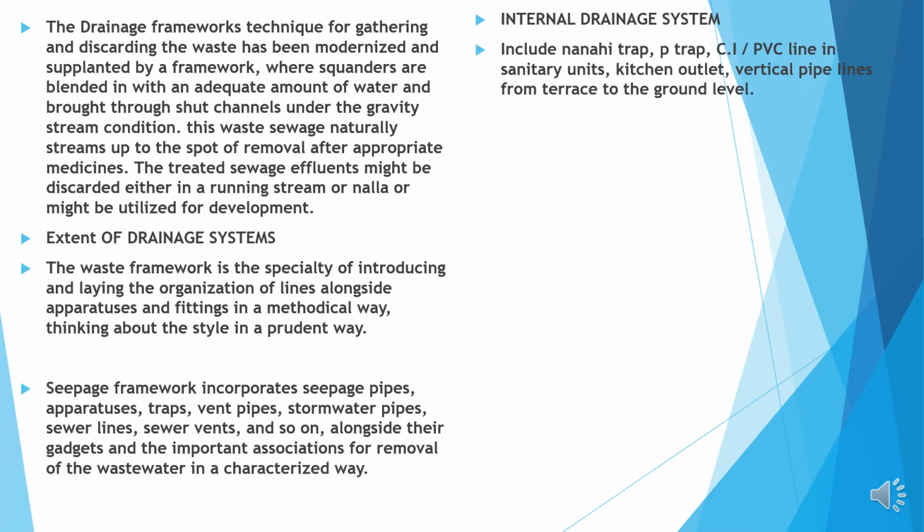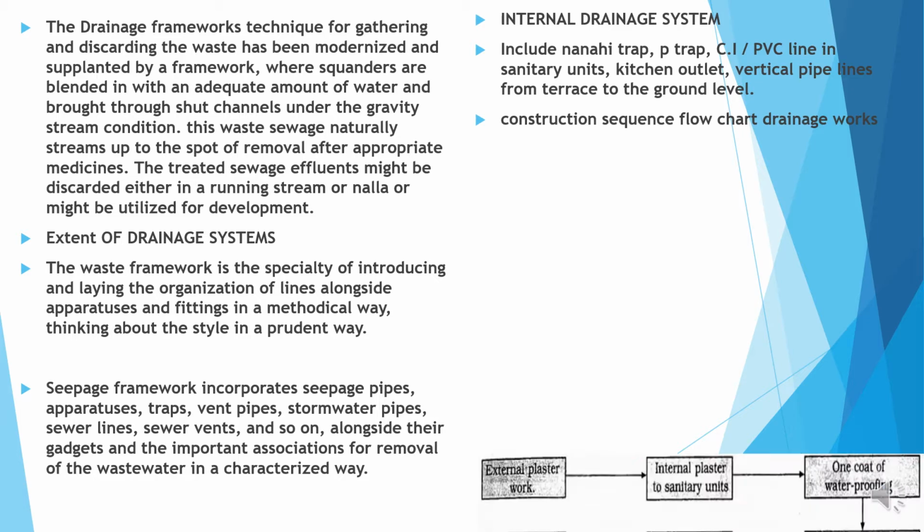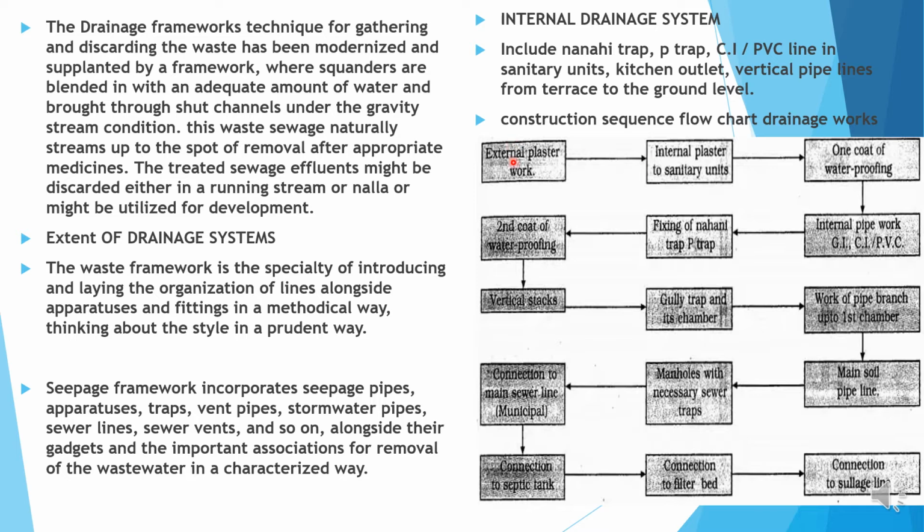Internal drainage system. This includes a NANI trap, P trap, CI pipelines in the sanitary units, kitchen outlet, vertical pipelines from terrace to the ground level. Construction sequence of the flow chart of drainage works is as follows.